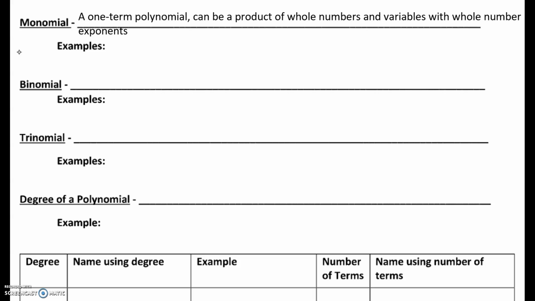So I could just have a single whole number, so I could have something like the number 3 is a monomial. But it can also be a product of whole numbers and variables. So another example might be something like 12x. Or I could have something more complex. I could have exponents, so I could have something like 4x squared y cubed. But the key here is that it has to be a product. And what we mean by a product is it has to be multiplication.